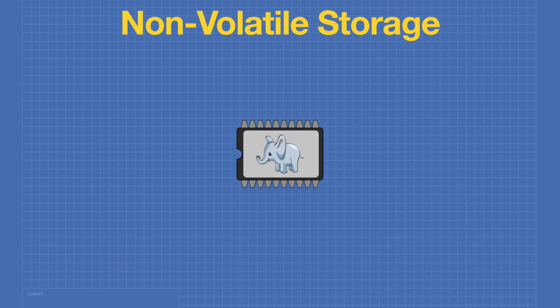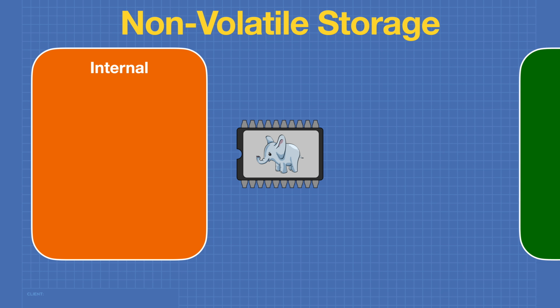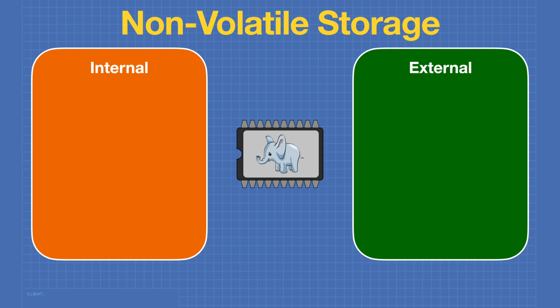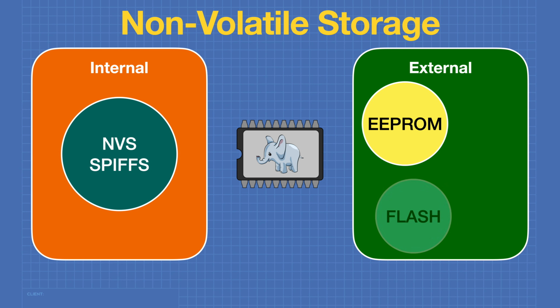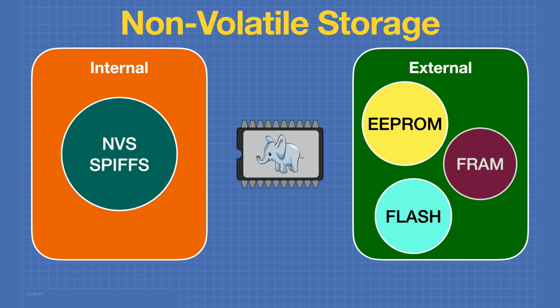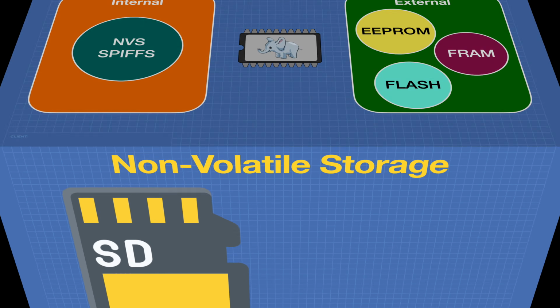When we're talking about non-volatile storage for the ESP32, we can divide it into two categories, internal and external. The ESP32's internal non-volatile storage is managed by NVS. It was formerly managed by SPIFFS, but this has now been discontinued. Externally, we can use EEPROM, external flash RAM, or for high-speed applications, we can use FRAM.